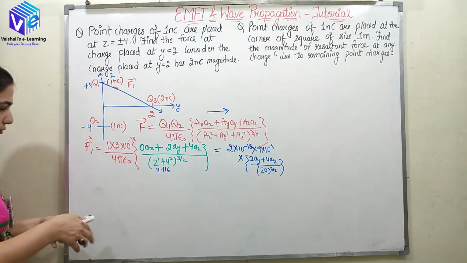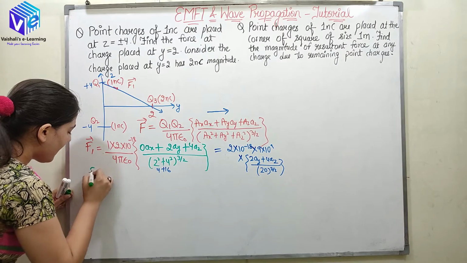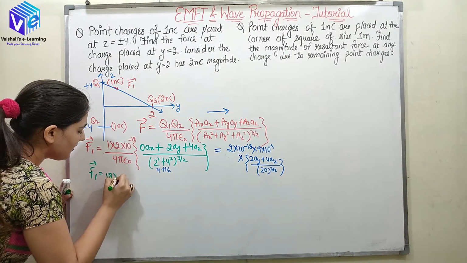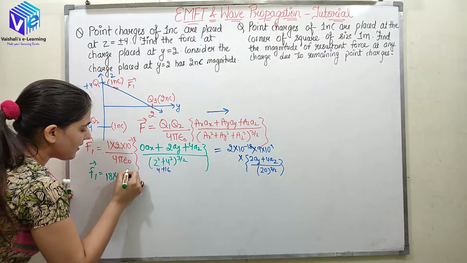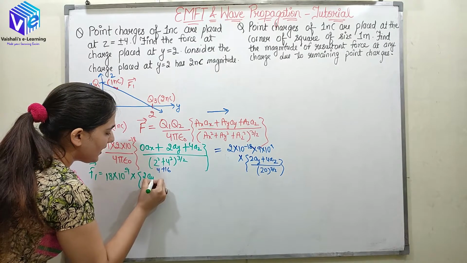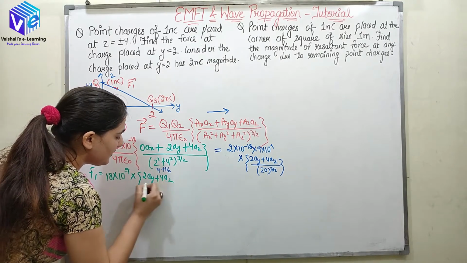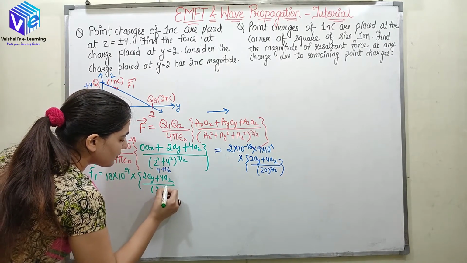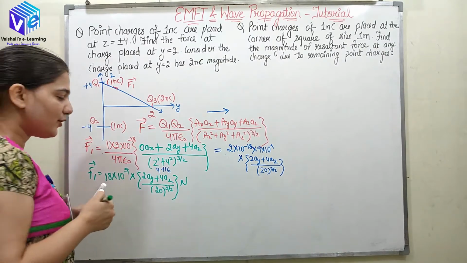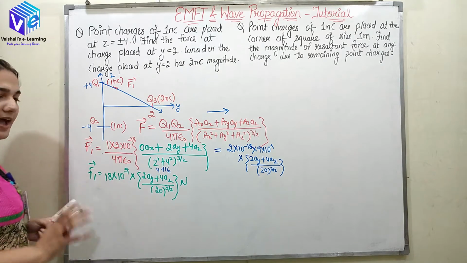Okay. So now we will be putting these in and finding out the simplified expression. So it is 18 into 10 raised to power minus 9 into 2ay plus 4az upon 20 raised to power 3 by 2 Newton. So don't forget the unit also. So this is my F1.